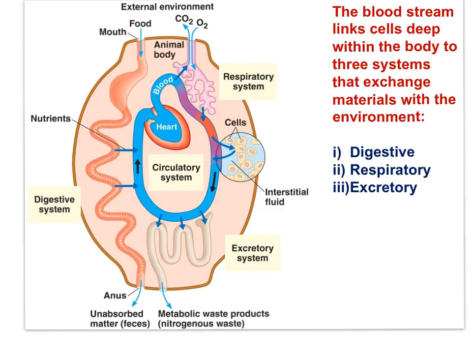Exchanging matter with the external environment is a fundamental activity of all living things. For animals, we take in our food with the digestive system. We exchange gases using our gas exchange system, and we release nitrogen waste using our excretory system. Our bloodstream lies adjacent to each of these 3 systems. The bloodstream links cells deep within the body to each of the 3 systems that exchange materials with the environment.